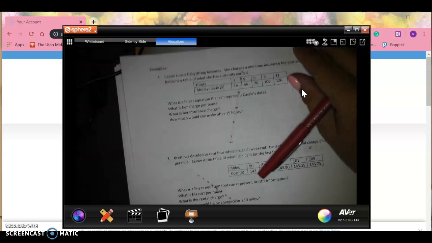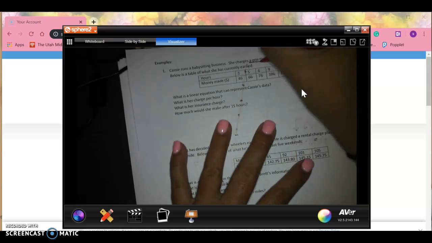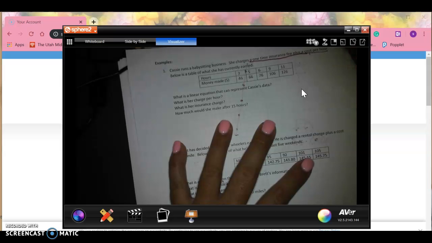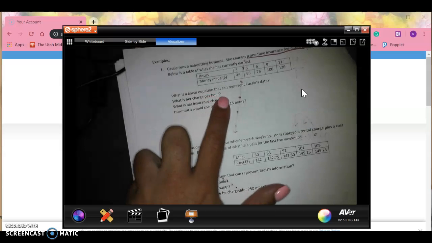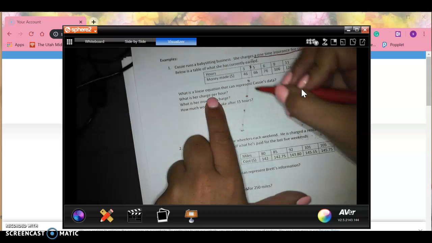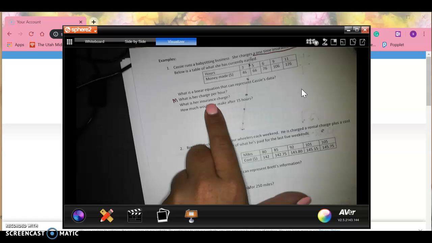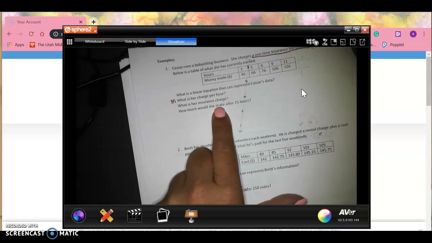So here it says Cassie runs a babysitting business. She charges a one-time insurance fee plus the cost per hour. Below is a table of what she currently has earned. They want us to figure out what is the linear equation that can represent Cassie's data. So we need to find her slope, which is her charge per hour. We need to figure out what her insurance charge is, and then how much she would make after 15 hours.